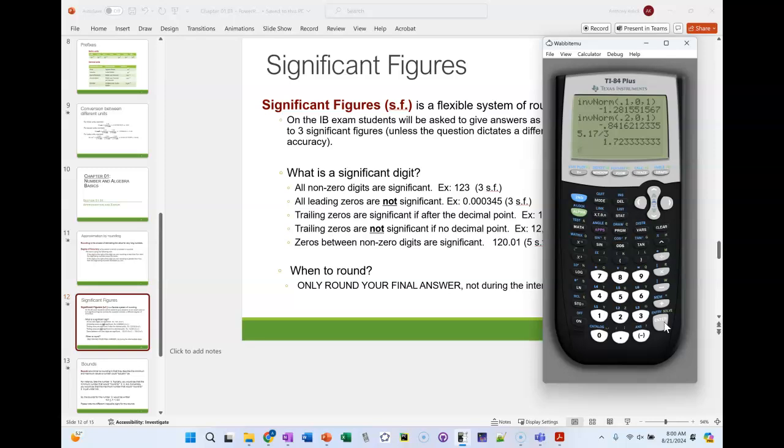And the good rule of thumb is that doing a calculation should not create something that's more accurate than you had to start. If you think about that as your underlying rule of what significant figures are trying to do, that really helps.